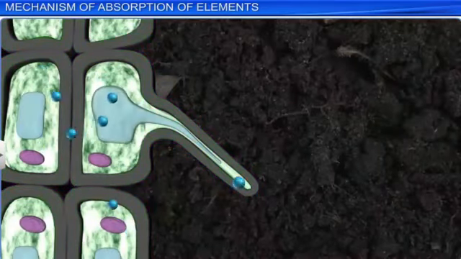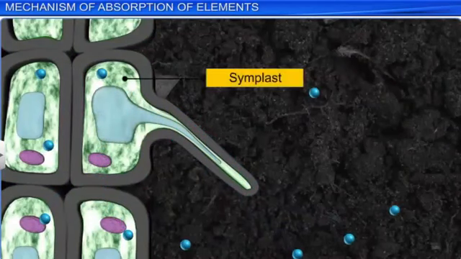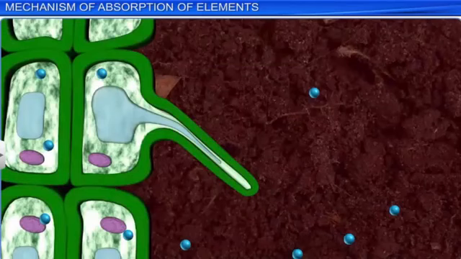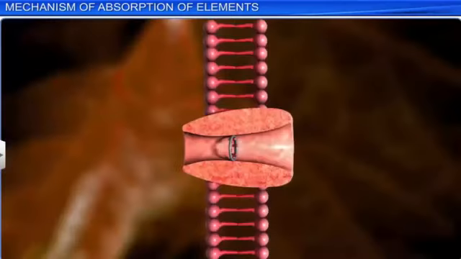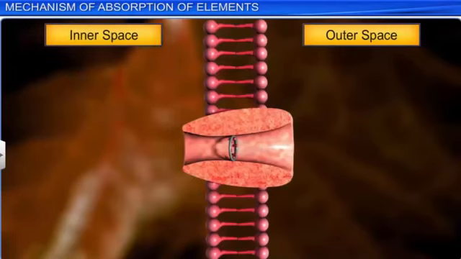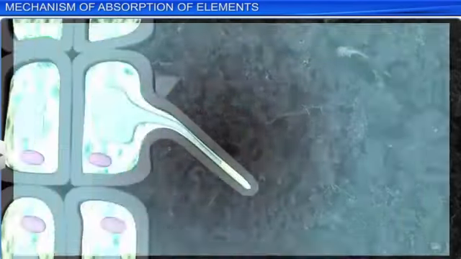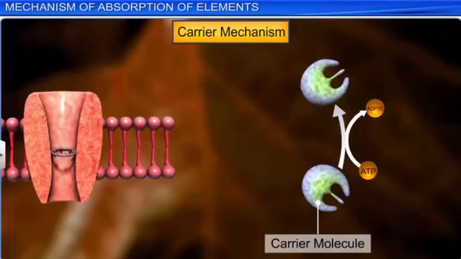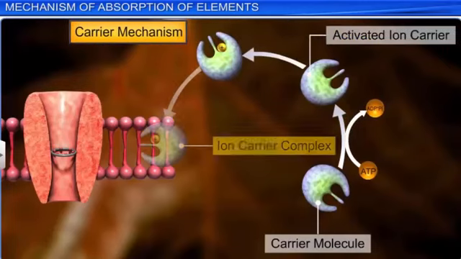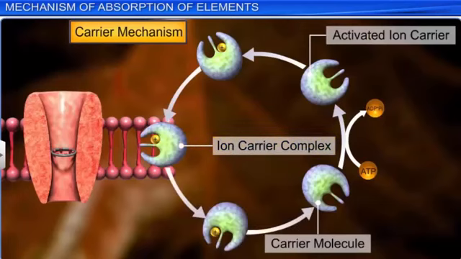The second phase involves the entry or exit of ions to and from the symplast. This requires the expenditure of metabolic energy, and hence it is an active process. The movement of ions from the outer space of the cell to the inner space is generally against the concentration gradient and hence requires energy. This happens through the carrier mechanism. The carrier gets activated by the expenditure of energy from the ATP molecule. The activated carrier molecule binds with the ions and transfers it into the cell. The movement of ions is called flux. The inward movement into the cells is called influx, and the outward movement is called efflux.